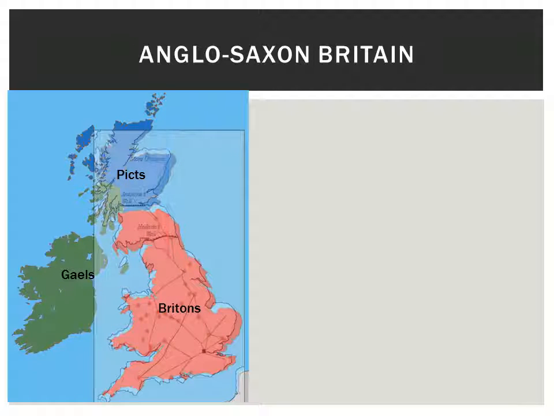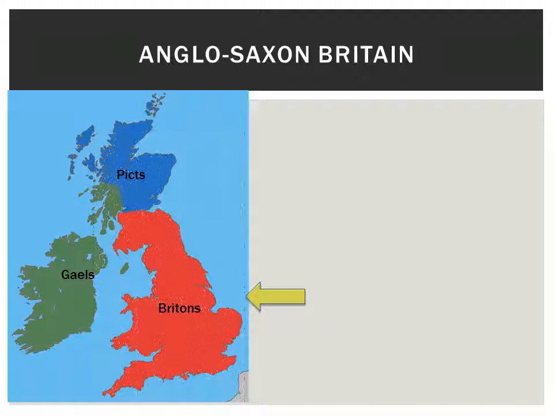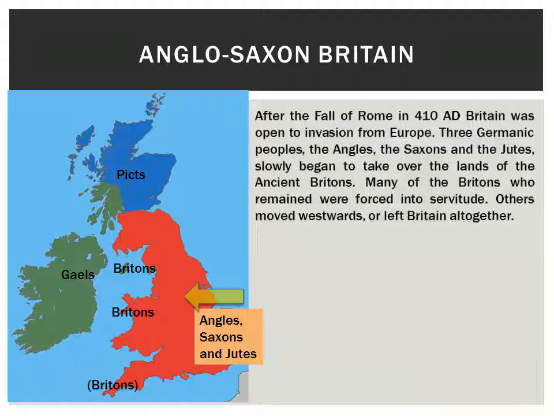Sorry, I've gone back. I seem to be going backwards here. Okay, yeah, here we go. The Angles, Saxons and Jutes, three different tribes of people moving in from the Germanic area, Germanic peoples.